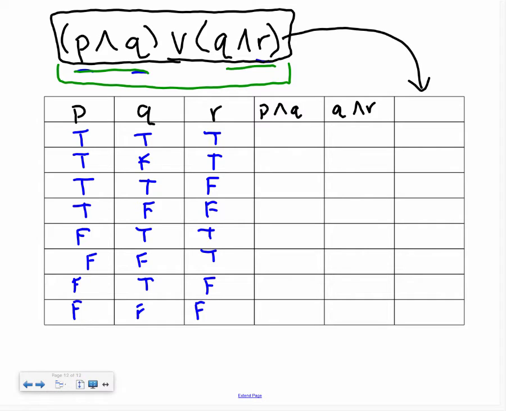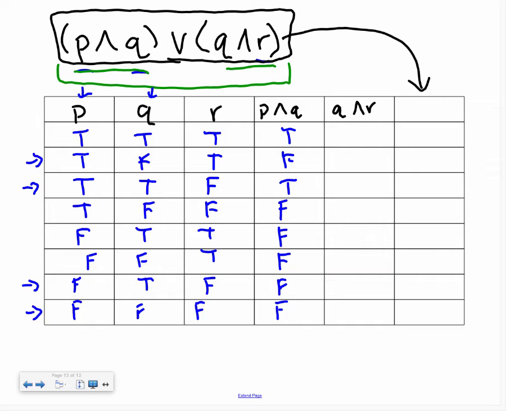Remember, with an AND, the only time it's going to be true is if they are both true. So I look at my P column and my Q column. The first row, they are both true, so that is true. Here I have a true, false, so that's false. I have a true, true, so that is true. And then I have a true, false, so that's false. False, true is false. False, false is false. A false, true is false. And a false, false, again, is false.